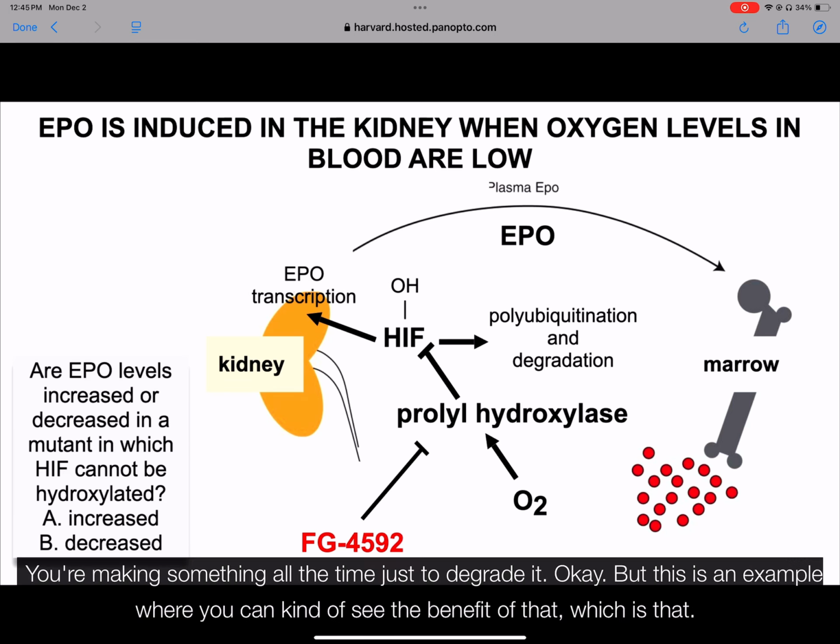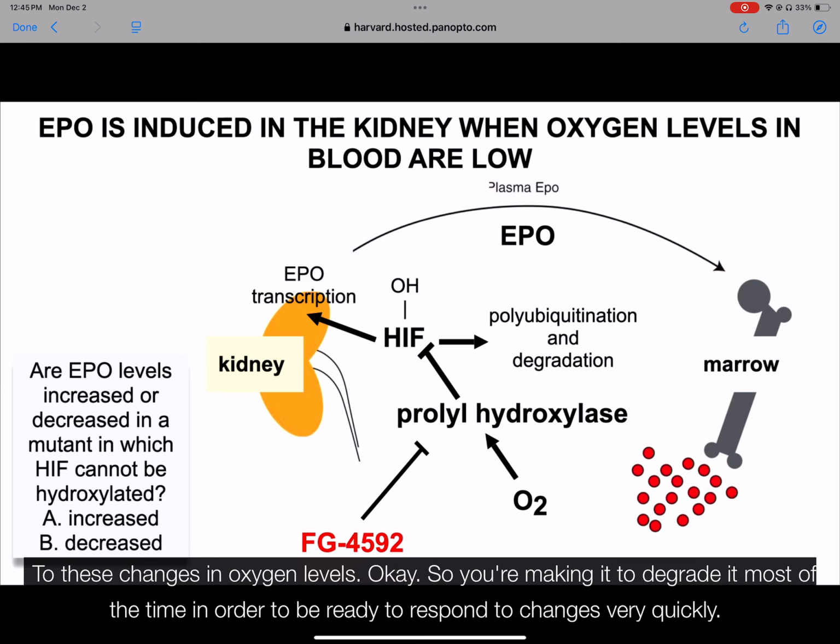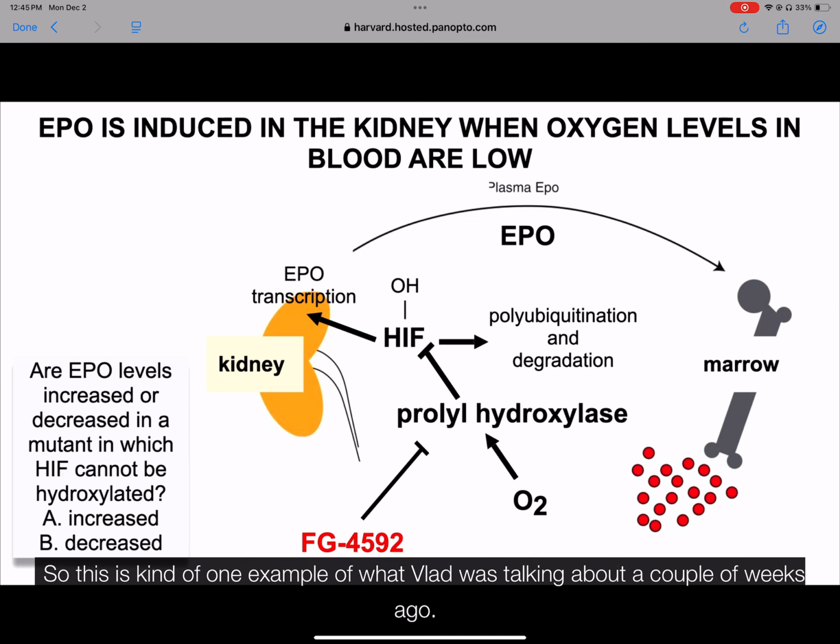But this is an example where you can see the benefit of that: because it's already made, you can get a very quick response when oxygen levels drop. You're primed to respond to these changes in oxygen levels. So you're making it to degrade it most of the time in order to be ready to respond to changes very quickly. This is one example of what Vlad was talking about a couple of weeks ago.